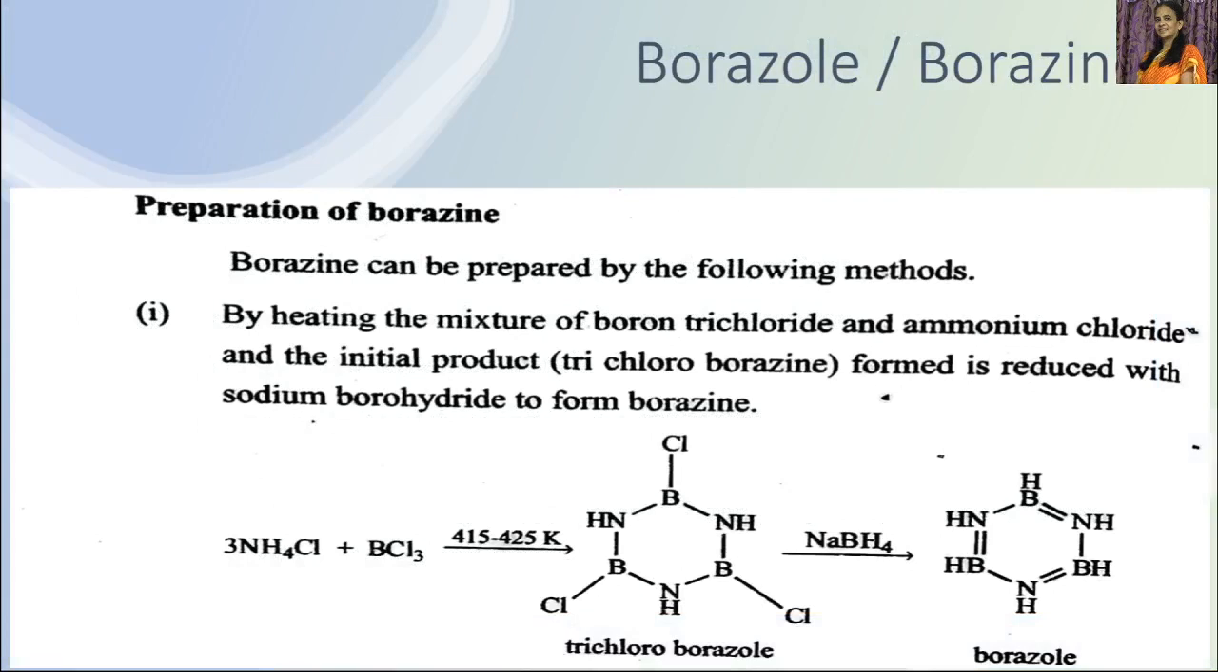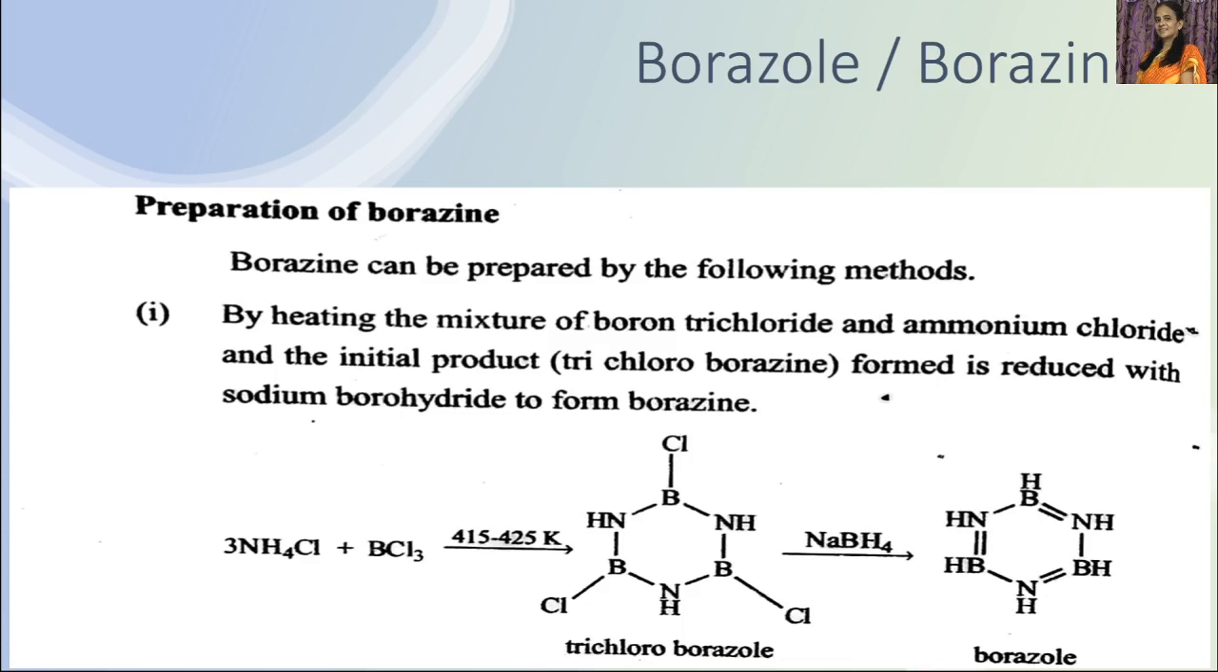Next compound of the 13th group is borazole or borazine. Now, let's see the preparation of borazole or borazine. Here, borazine can be prepared by these three methods. The first one is by heating a mixture of boron trichloride and ammonium chloride.